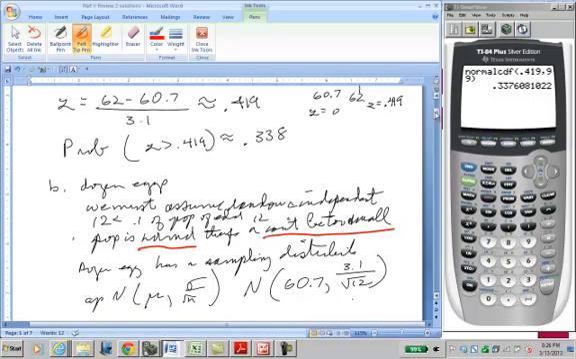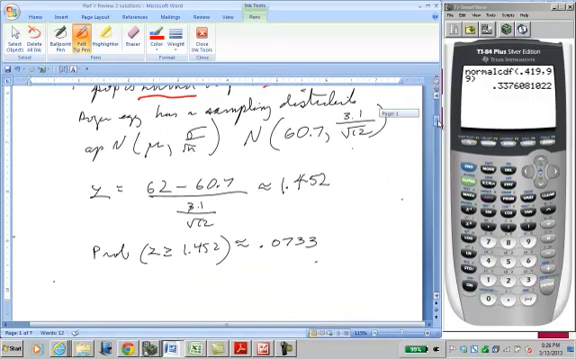So what's the probability? Well, the z is going to equal 62 minus 60.7 divided by 3.1 over the square root of 12, which is 1.452. And the probability that that z-score is greater than or equal to 1.452 is about 7.3%, or 0.0733.